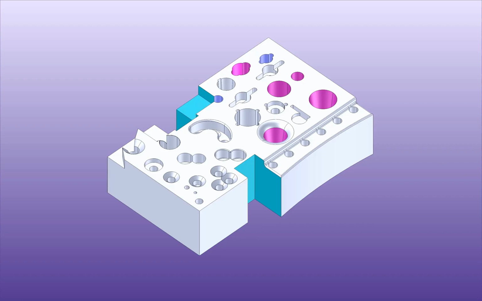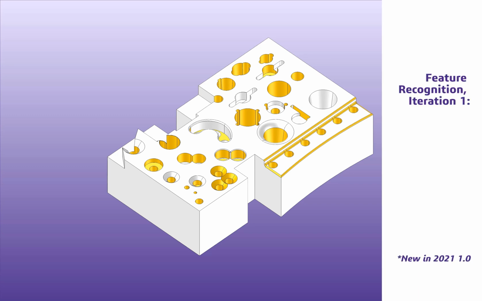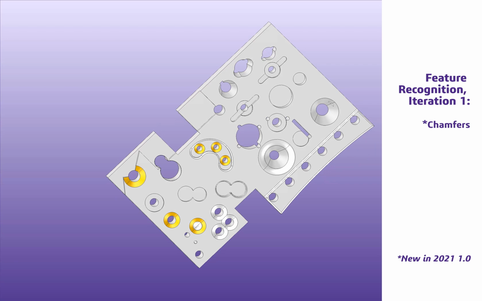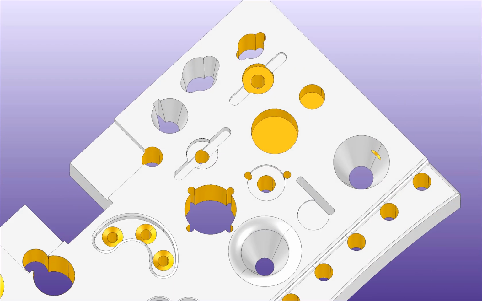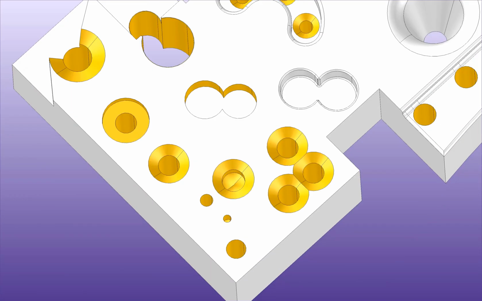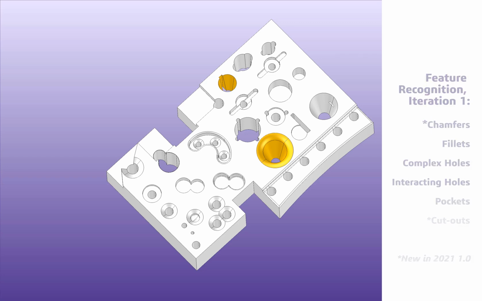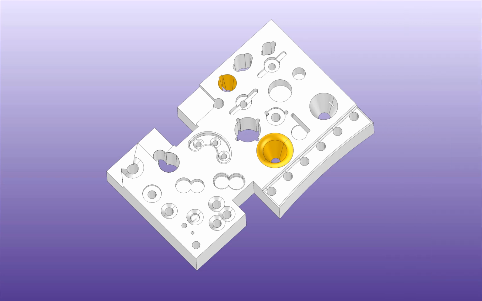With CGM's automatic feature recognition and defeaturing, this simplification is quick and easy. In this model, CGM has identified chamfers, fillets, complex and interacting holes in addition to regular holes, pockets, and cutouts. In one step, all these identified features can be removed.